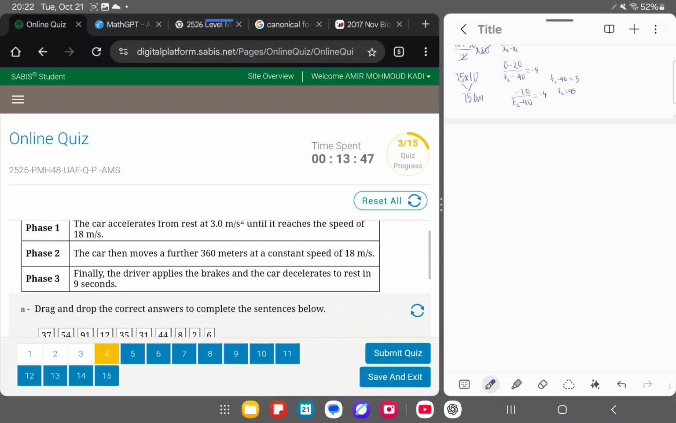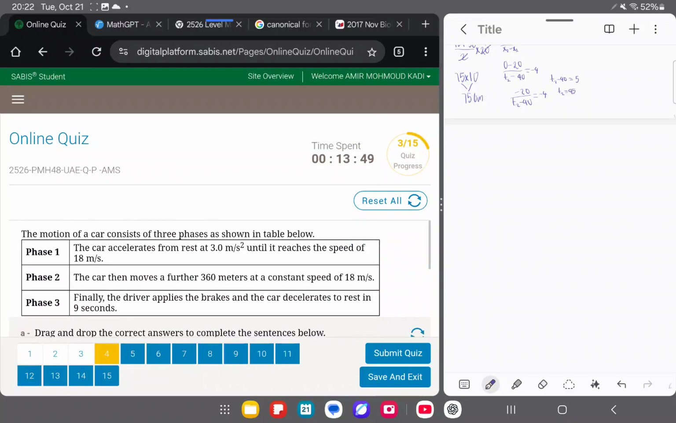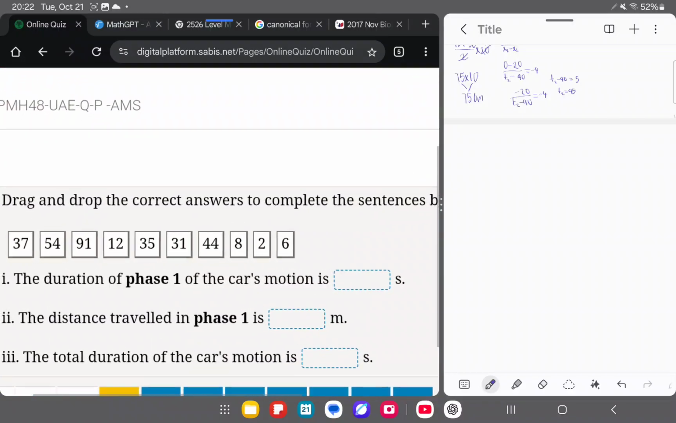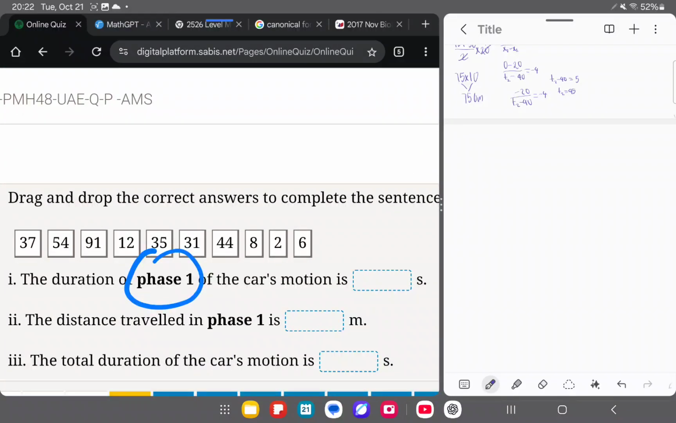Okay, now question 4 over here, it's easy enough. They're giving the phases of how a car is moving. They already give phase 1, phase 2, phase 3. We're not going to read all that. We're going to start here. Phase 1.